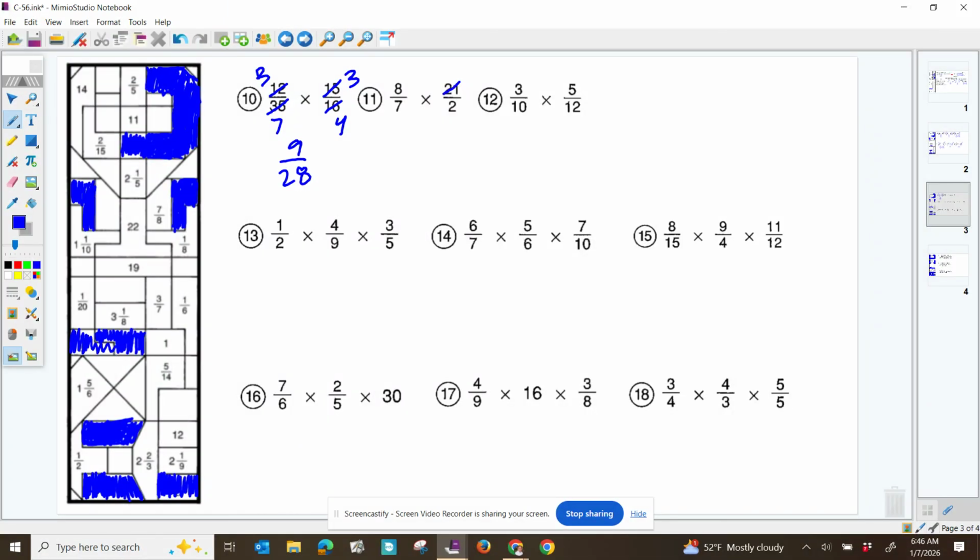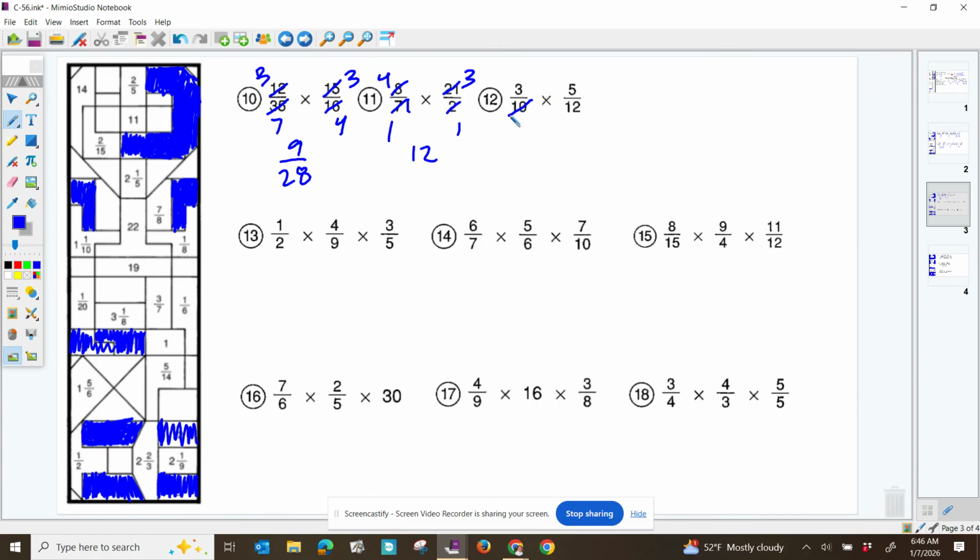7 and 21 work really well together. I get 3 and 1. 2 works great with 8. That becomes 4 and 1. That's just 12. And so 12 is down here.